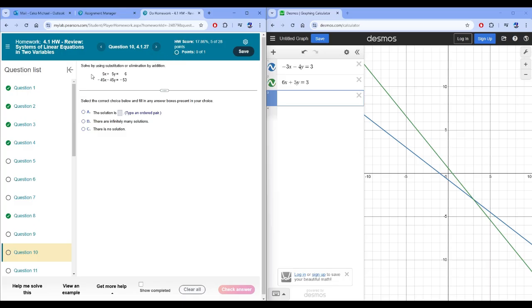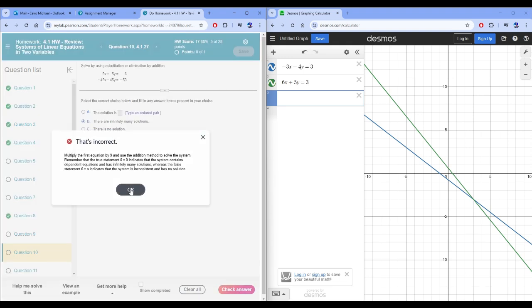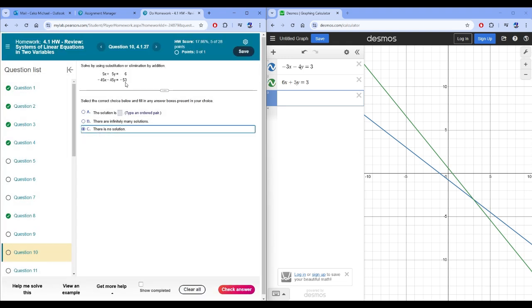Here, I would multiply them by 9, and then you're going to very quickly realize that they're exactly the same line. Oh, they have no solution because this is going to be, no, times 9. Negative 45, negative 45, negative 53. That gives me 0 equals 0. There should be infinitely many solutions because that's a true answer.